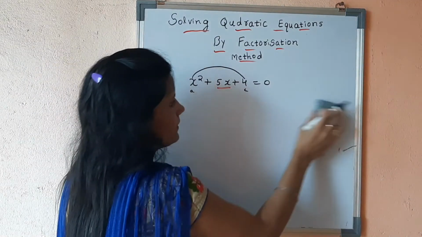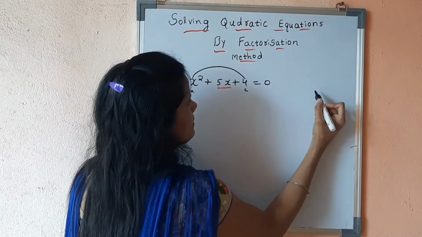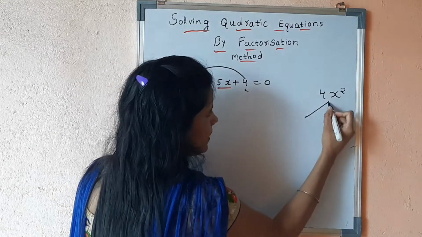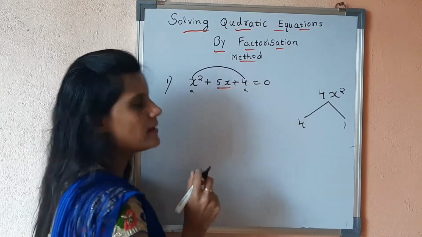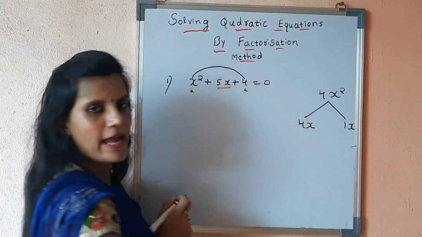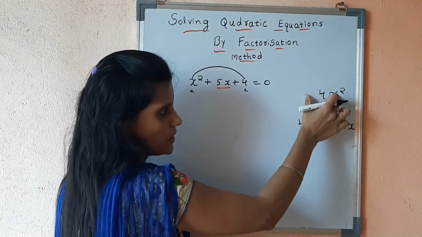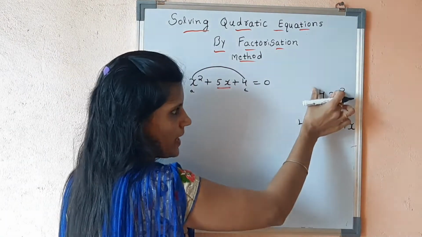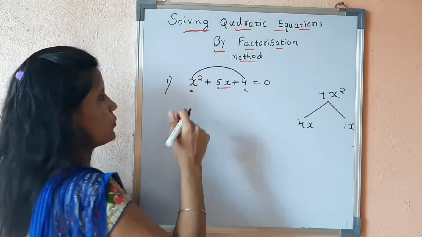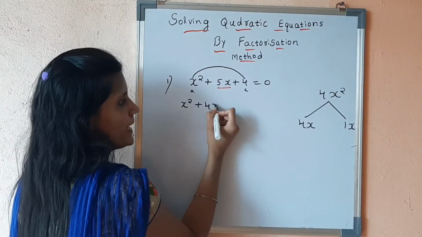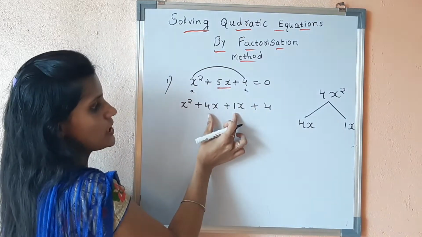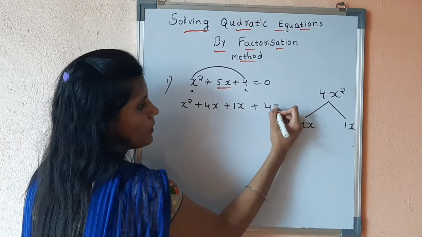So while taking, now I have to take what? 4 and 1. This is 4x square, 4 into x, 4x square. If I split that one, we got 4 and 1. Now what is the variable here? So you will write x and x. So 4x into 1x is 4x square, and 4 plus 1 you will get 5x. In place of this we will substitute x square plus 4x plus 1x plus 4. I wrote x square. In place of 5x I have taken 4x plus 1x plus 4 equal to 0.